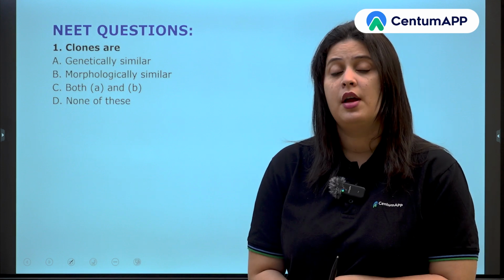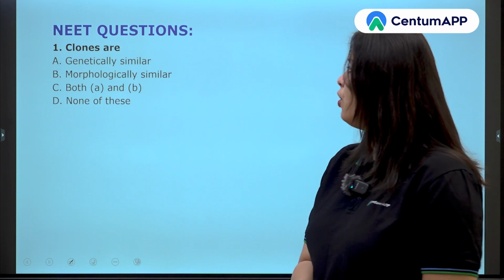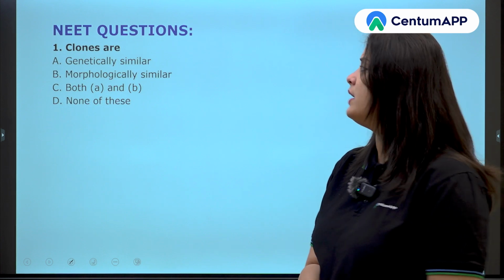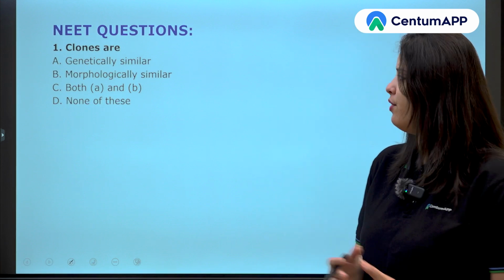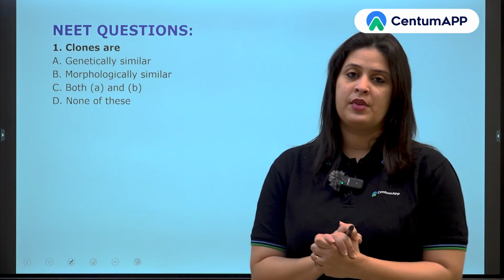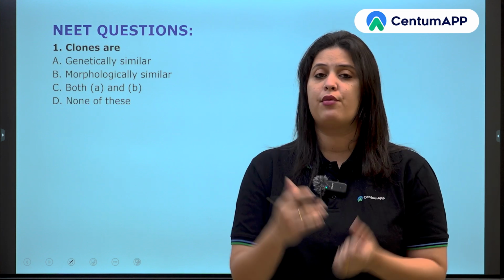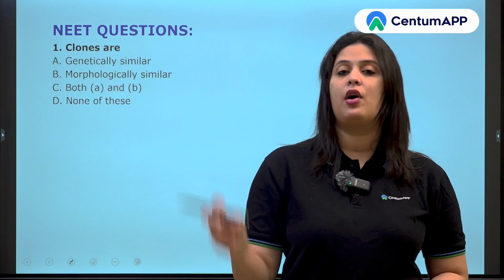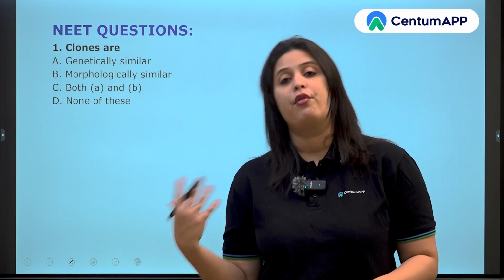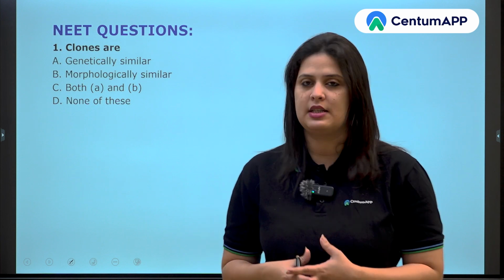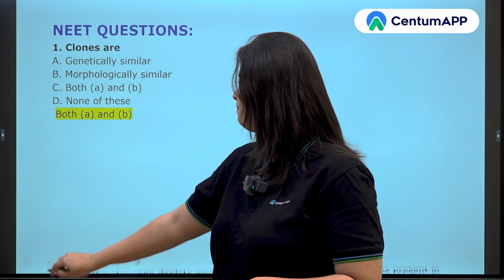Let's see some of the important questions that have been asked over the years on this topic. What are clones? Are they genetically similar, morphologically similar, both genetically and morphologically similar, or none of these? I told you clones derive from asexual reproduction from a single parent, and the offspring is exactly like the parent, morphologically and genetically similar. So the option is both A and B.